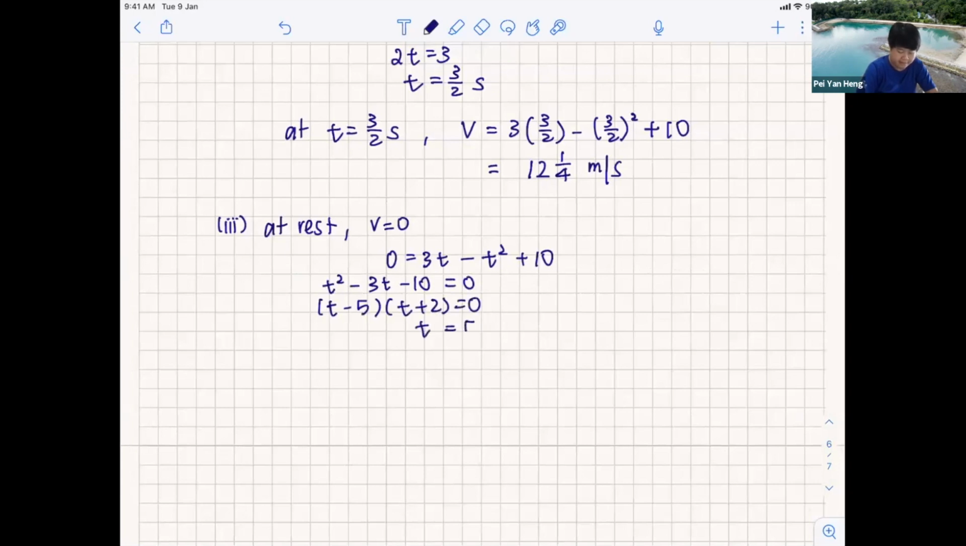So t would be 5, because t is greater than 0. These are shortcuts that you can write. If you know that a value is already positive, you can just put t greater than 0 and give the final answer.